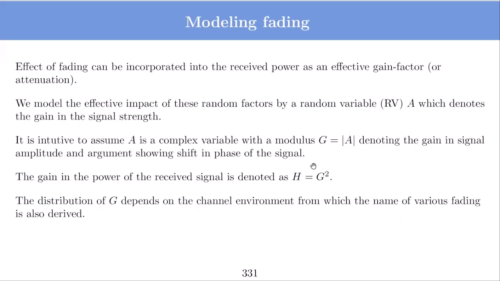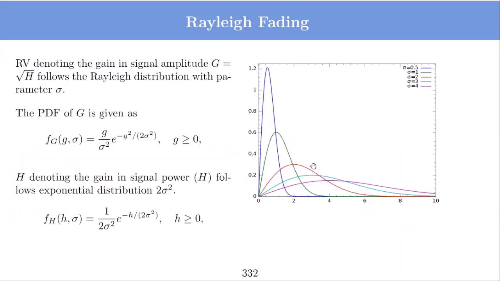And the distribution of this G or H depends on the channel environment, from which the name of various fading is derived. So as you see, change the channel, or change the environment around you, you may expect a different type of fading. It also depends on the carrier frequency you are talking about. So incorporating all those factors, you have to find out what is the distribution of this G by doing some empirical studies. So people have come up with standard fading models, which they expect in different environments.